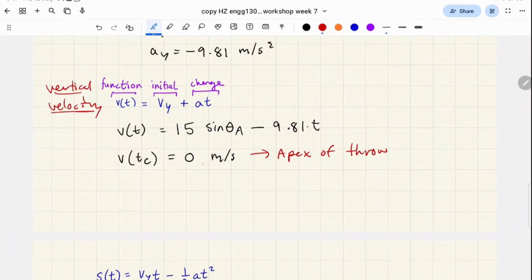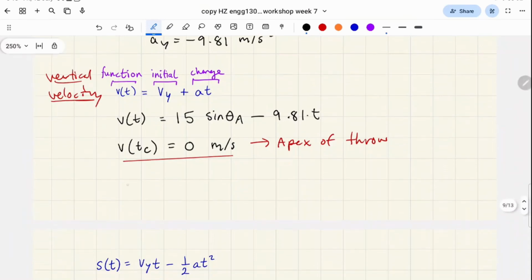We're going to sub in v equal to 0, and then we can find what Tc is. We can find the time when it reaches the top of the house. I'm just not good at explaining algebra.